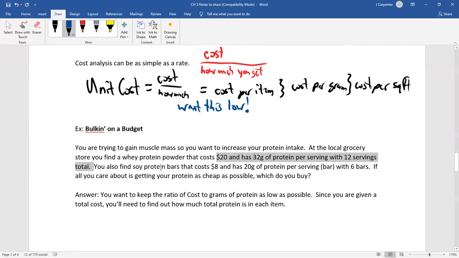Second scenario is you find some soy protein bars. So we got whey protein and soy protein, and we're not getting into the science of whether whey is better than soy or vice versa. I'm just mentioning that these are the typical products. A lot of protein bars are soy. There are whey protein bars. There are other protein bars out there that aren't whey or soy, that you can actually get egg protein and animal protein, things like that.